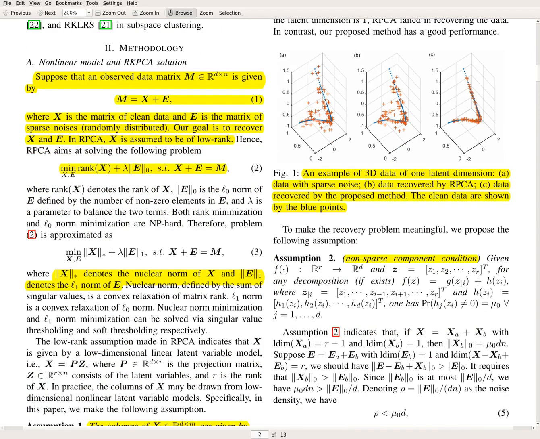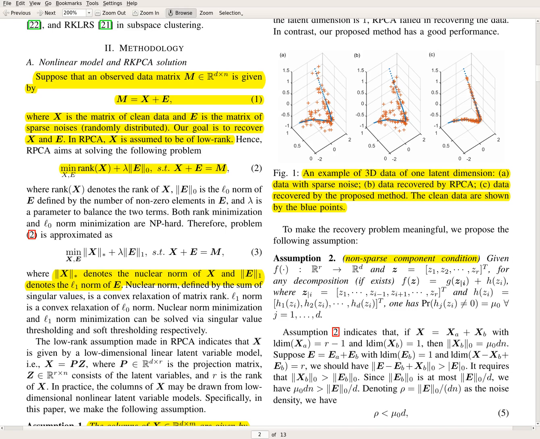So methodology. They started with looking at RPCA. So we have this data matrix, which is the sum of X, which is the actual data, plus some error, which is a sparse error matrix. Sparse noise is randomly distributed. So they want to recover X and E, and this is the RPCA.